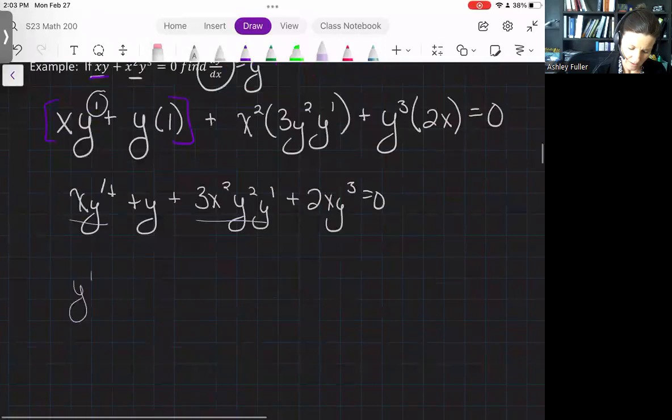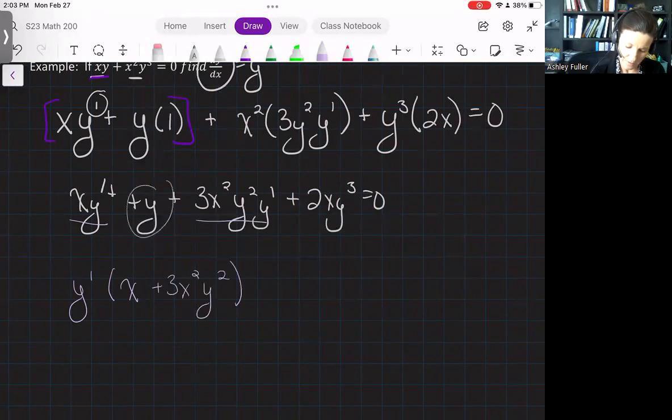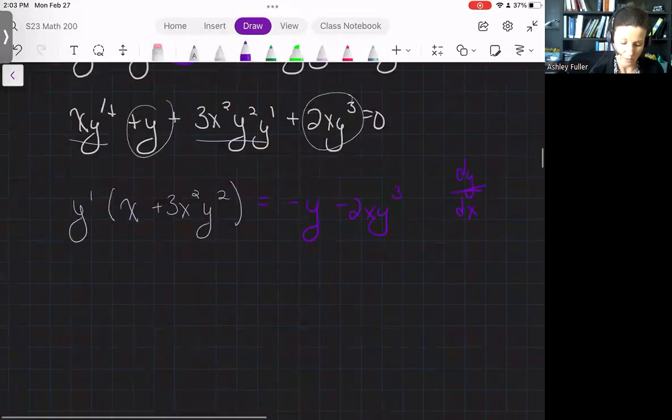So I'm going to pull out my y prime there, which leaves me with x plus 3x squared y squared. And then I'm going to move the other pieces to the other side. And when I subtract those, I get a negative y minus 2xy cubed. Again, my goal is I'm trying to find the derivative of y with respect to x, or y prime.